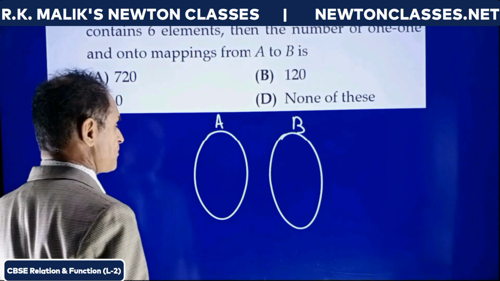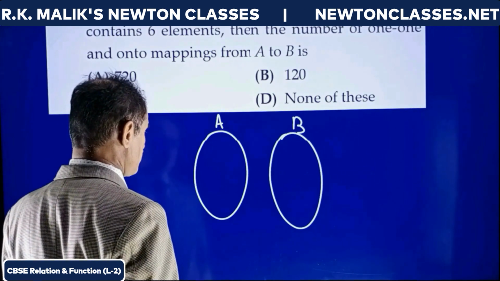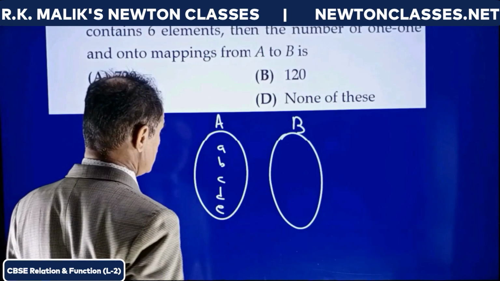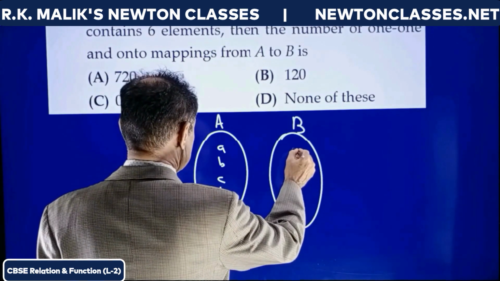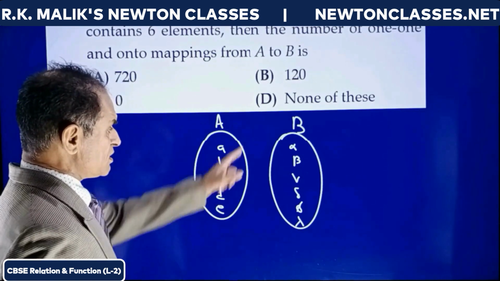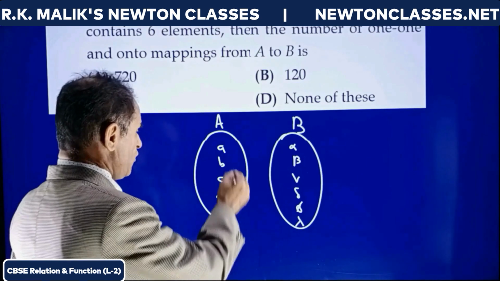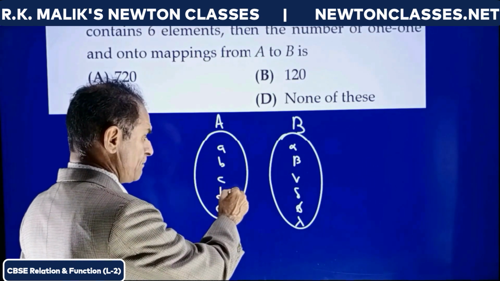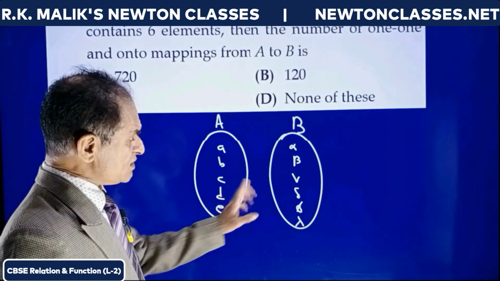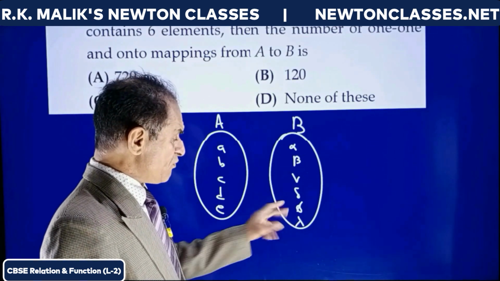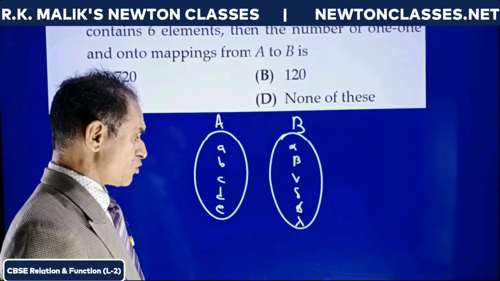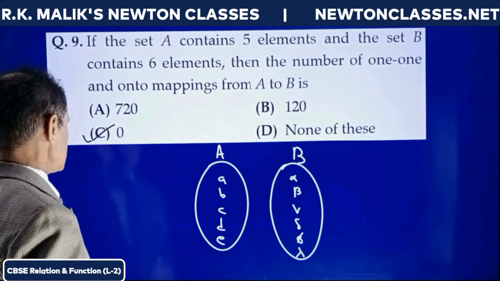For clarity, I just repeat the reason once again, as I told in the previous first lecture. Suppose a, b, c, d, e are the 5 elements in A, and alpha, beta, gamma, delta, phi and lambda are the 6 elements in B. If 5 arrows are coming out from A, they can't cover all the 6 elements of B. Means at least one element will be there in B where no arrow will reach. Hence, in this case, an onto function is not possible. Therefore, the correct answer is C.